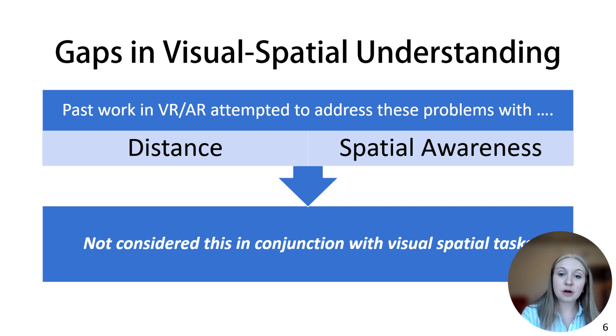There's been a lot of research into visual spatial understanding. Past work in both VR and AR have attempted to address these problems. They've looked at distance and spatial awareness while in a VR headset or in a more virtual environment, but none of these have considered them in conjunction with the visual spatial task of pruning. They've never addressed it in an agricultural sense, and so that's what our research is going to address.